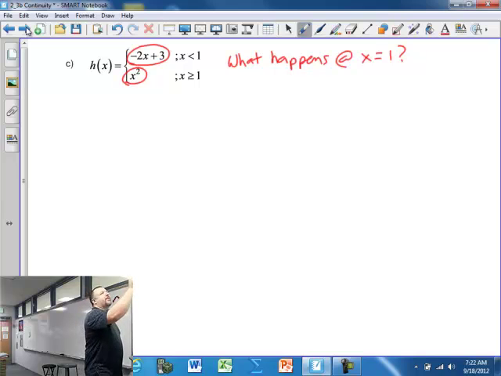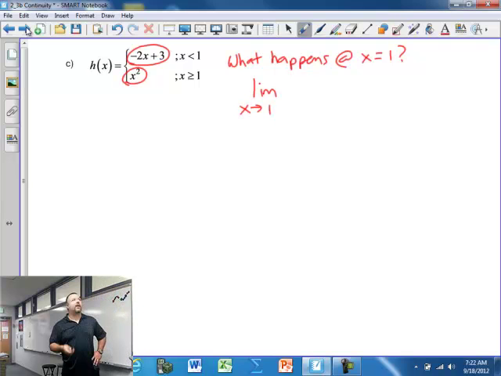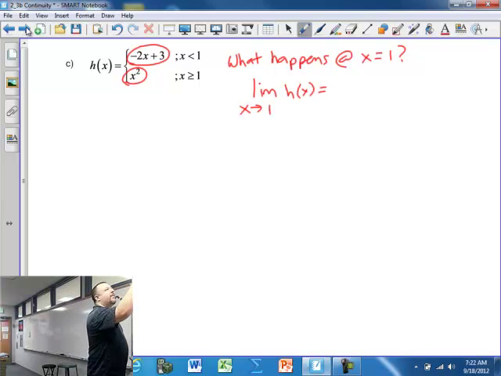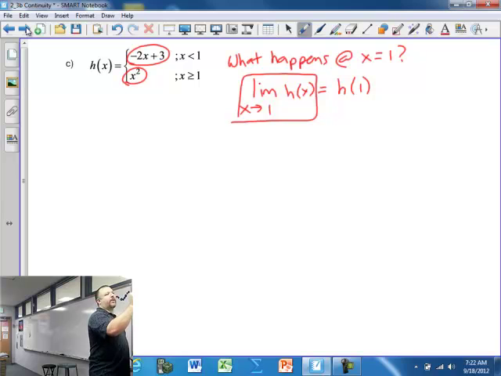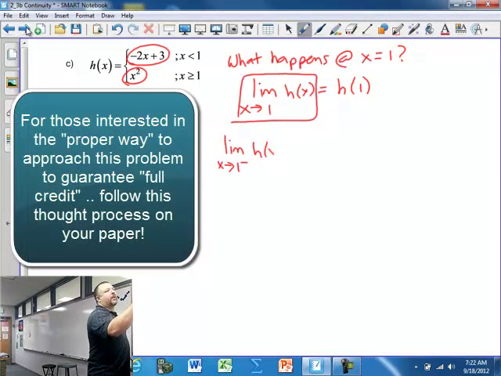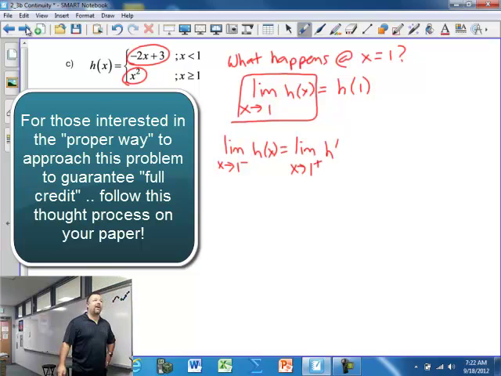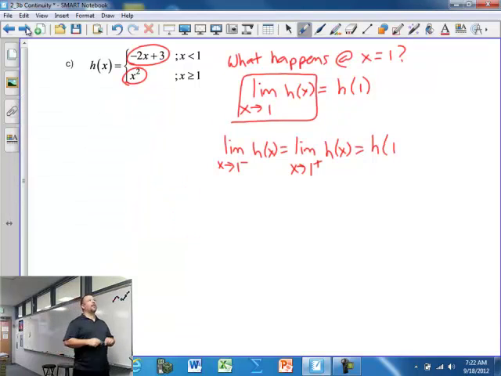And let's check this, okay? So at x equals 1, we want it to be continuous, which means the limit as x approaches 1 of my function h of x has to equal h of 1. That's the definition of continuity. However, this limit only exists if the left and right limits are the same. So we're going to rewrite this to say this. This may seem tedious, but it gets you full credit.